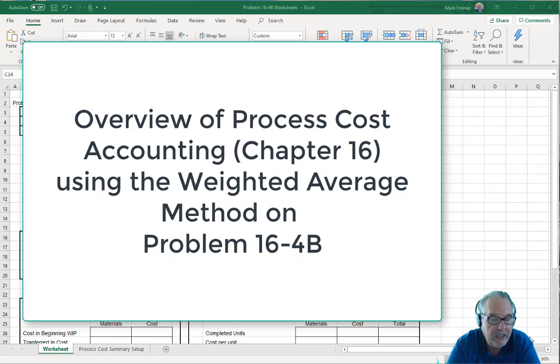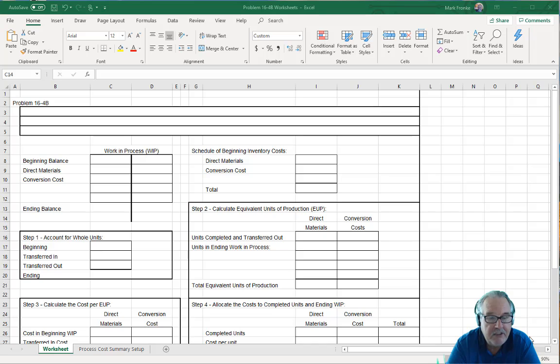So I'm following the four-step process that's in your textbook, and I'll describe each step as I go through. I've also provided you with either an Excel worksheet or a PDF worksheet that you can follow along in pencil if you'd like. So let's get started.